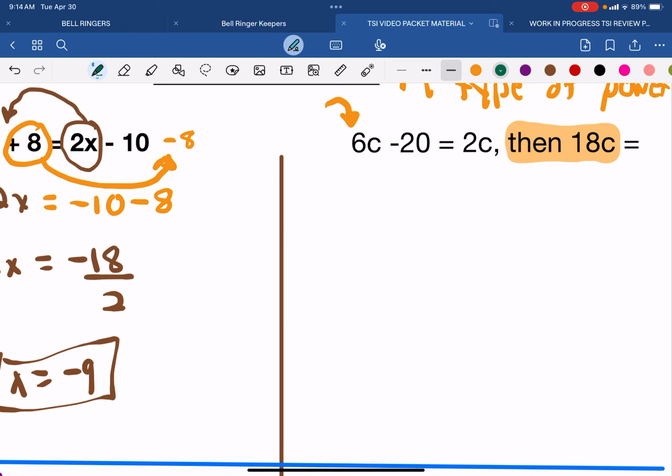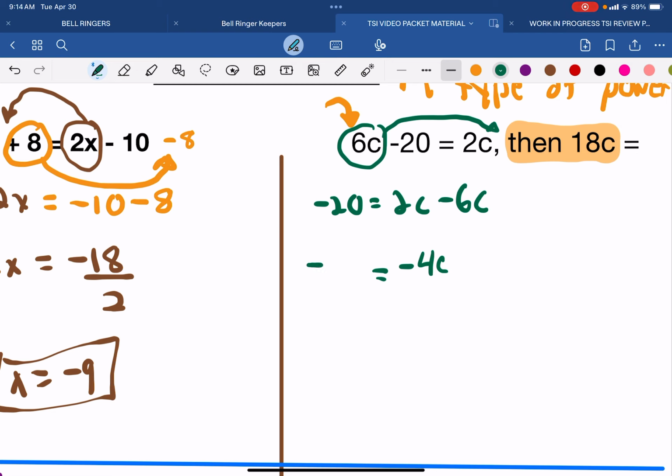You notice that C is on both sides, so I got to move them all to one side. Now, because there's only a C over here, I'm going to move this 6C over here. So now I'm going to have negative 20 is equal to 2C minus 6C. 2C minus 6C is negative 4C. Negative 20. What do I do now? To leave C by itself, it's multiplying. I'm going to divide it by negative 4. That cancels that. C is equal to 5.